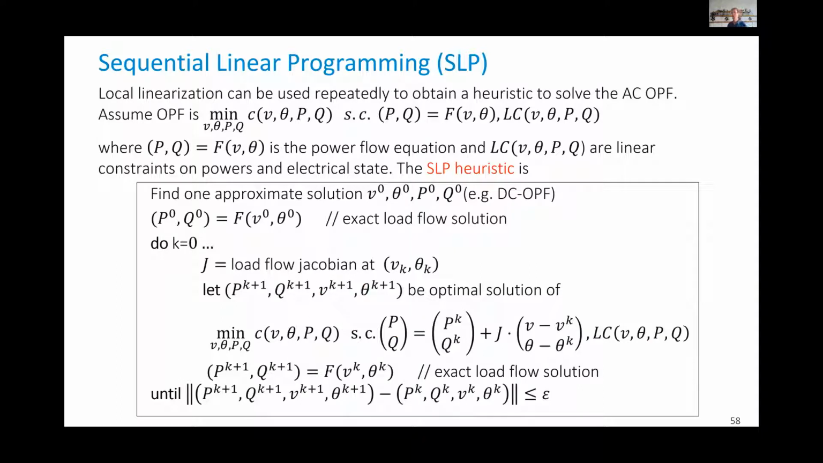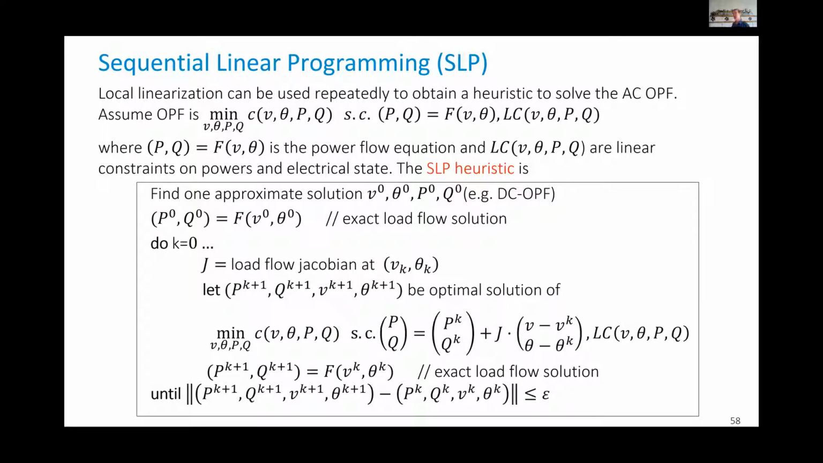So I will solve an approximate OPF. I will not solve the original OPF. I will solve an approximate OPF that has the benefit now of having linear constraints. So if the objective function is linear, then that will be a linear program. If it's convex, then it will still be a convex problem, so I can probably solve it.